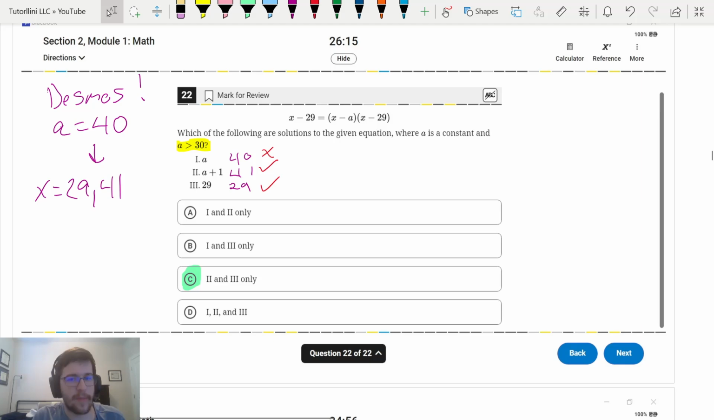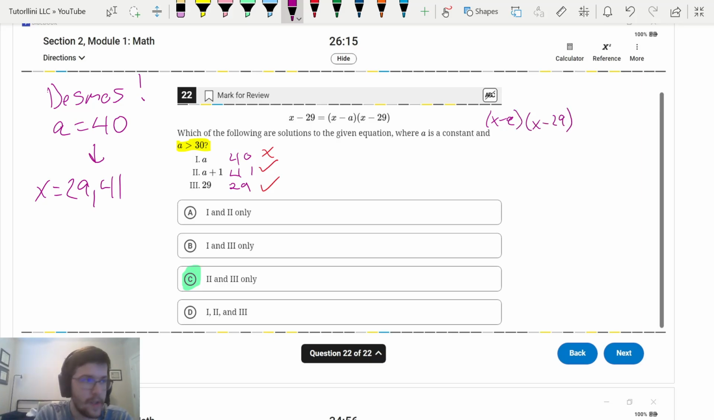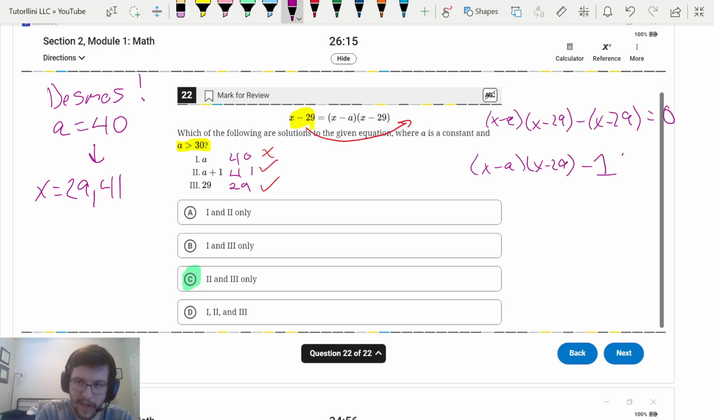Okay, so now let's talk about how to do it by hand. What we do is subtract x minus 29 from both sides. And we get x minus a, x minus 29, minus x minus 29 equals 0. So you see I kind of just moved this guy over to the other side using subtraction. Okay, now we can rewrite this: x minus a, x minus 29, minus 1 x minus 29.